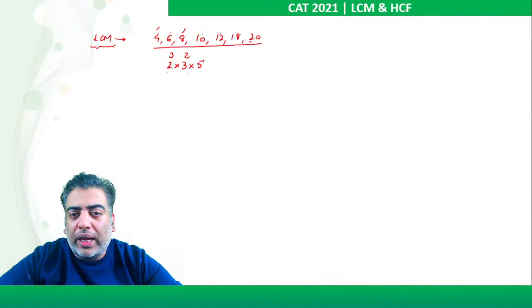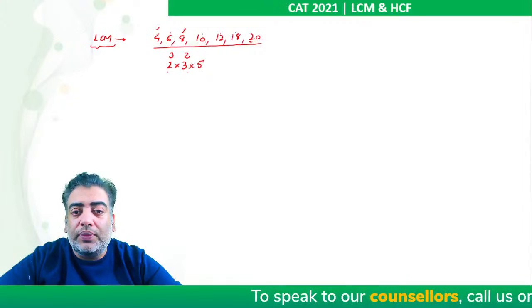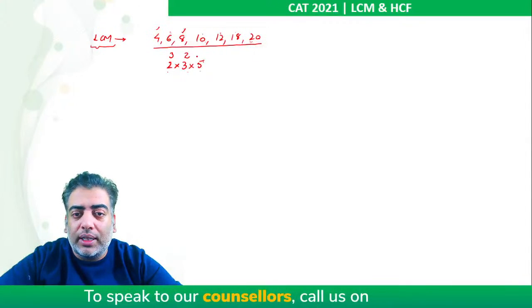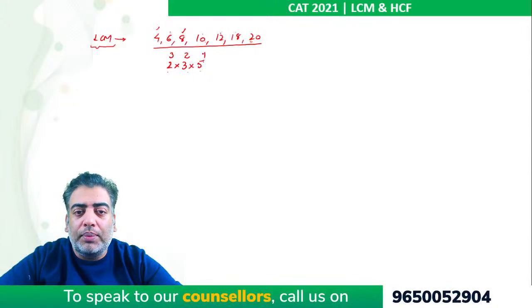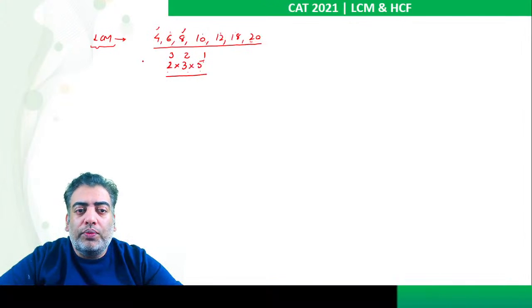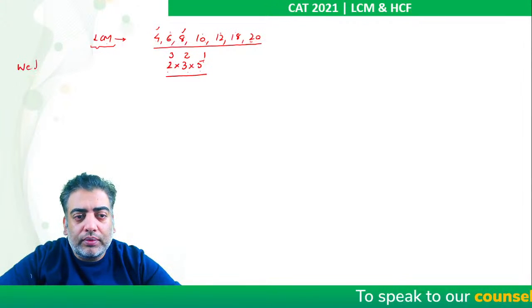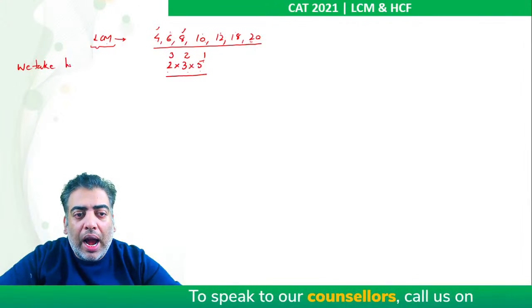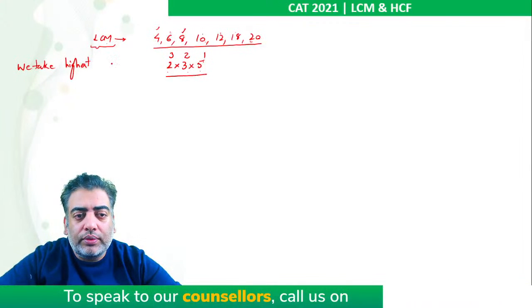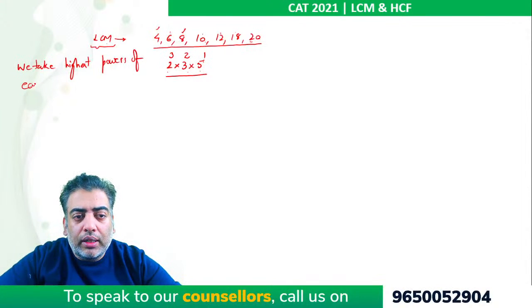Likewise, when it comes to 5, we can go up to 5 raised to power 1 only because 5 square in itself is 25 and that is not there in the list. So LCM of all these numbers comes out to be 2 cube into 3 square into 5 raised to power 1. Right? So while taking LCM of all the numbers, we take highest powers of each prime number.